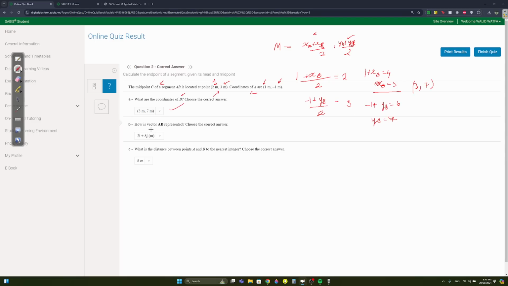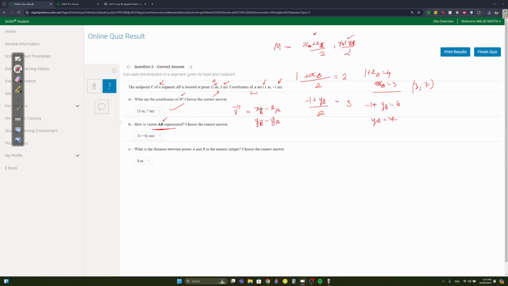Okay, how is vector AB represented? Okay, we know vector AB. How do you find the vector AB? It's always final minus initial, right? In this case, x of B, not x of A. X of B minus x of A, because it's A, B. Okay, and then y of B minus y of A.